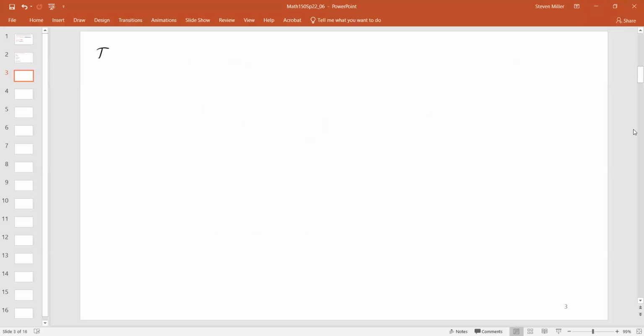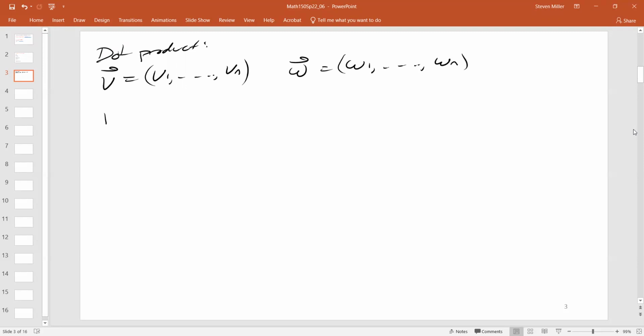So the first is the dot product. We have two vectors, V is V1 through Vn, and W is W1 through Wn. Then V dot W is V1 W1 plus through Vn Wn. This is a really nice expression to work with. If I give you any two vectors in Rn, I can combine them in a really nice way. I'm just multiplying and adding. I can do this in 2 dimensions, 3 dimensions, 4 dimensions, no problem at all.